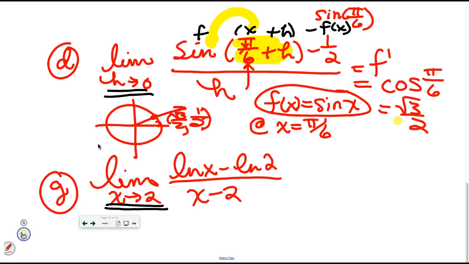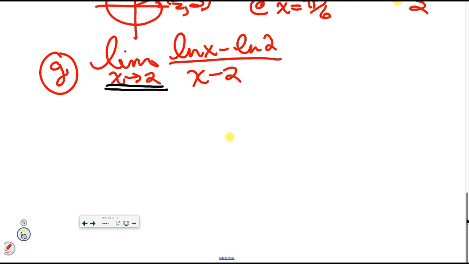So back to this guy. Again, if you haven't done 2.1 yet, this is all not going to make sense. So that's got to come first. Otherwise, this is way too fast. All right, so let's go look at G. Remember, this is at a specific spot. And remember, we said this is f of x minus f of c over x minus c.